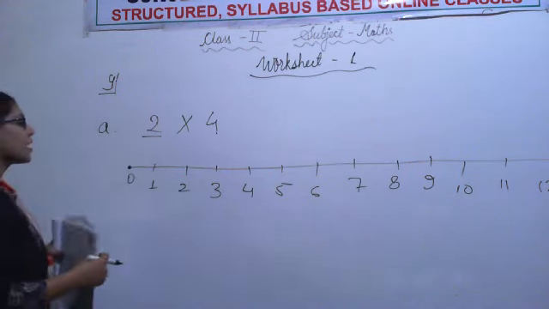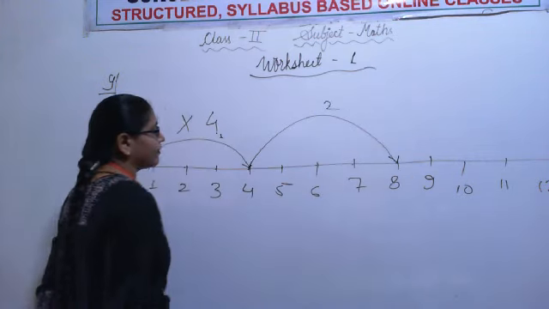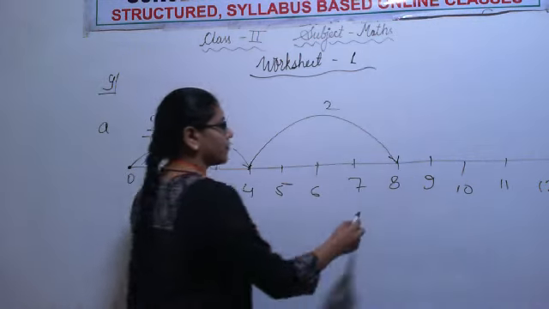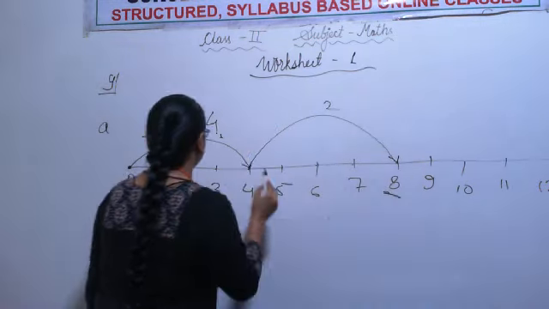We'll start from 0. So 1, 2, 3 and 4. For the first time we skipped. Now for second time 1, 2, 3, 4. So for the second time we have skipped. So where we stopped? We stopped at number 8. It means this is our answer. So 2 into 4 is equals to 8.